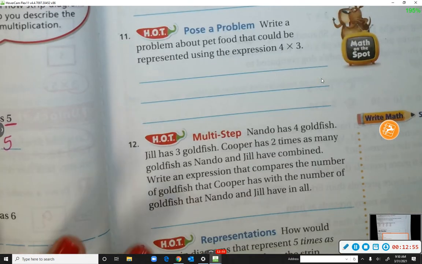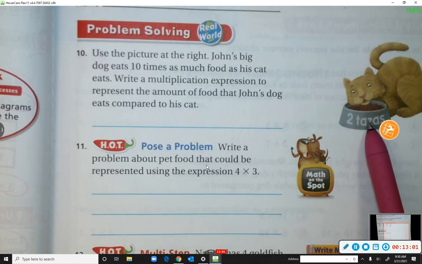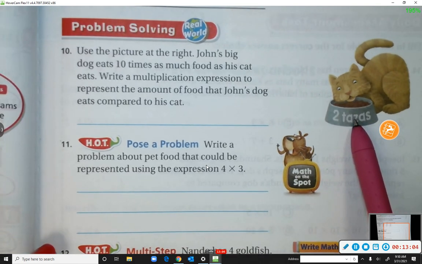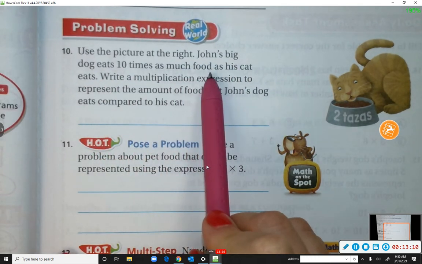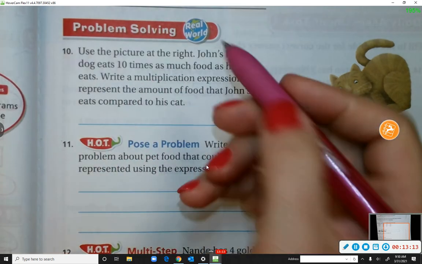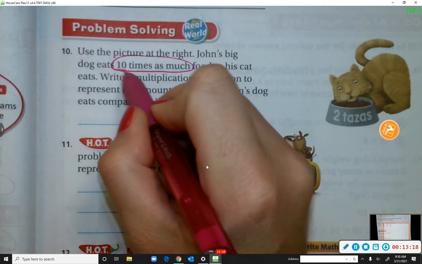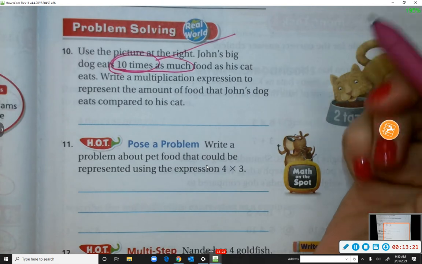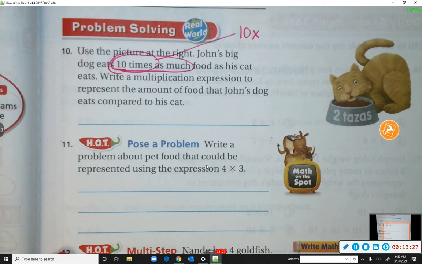Okay, let's look at number 10. Use the picture at the right. So right here, John's big dog eats 10 times as much food as his cat eats. Let's go ahead and circle that. 10 times as much. So immediately when I hear that, I should think what? 10 times. Good. Write a multiplication expression to represent the amount of food that John's dog eats compared to his cat.